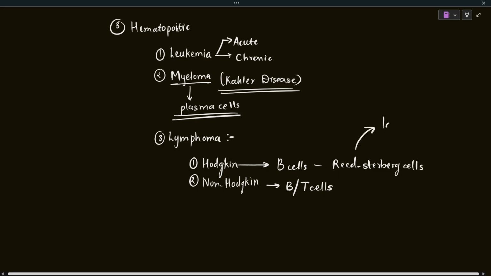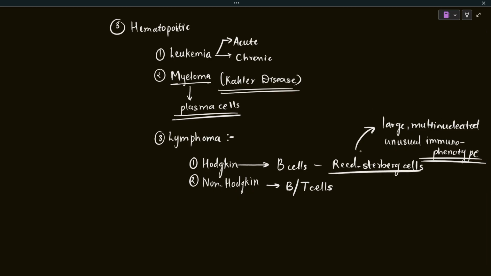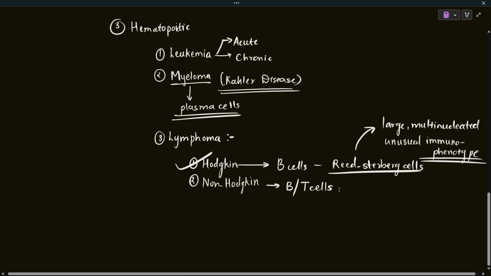Those are large multinucleated cells which have an unusual immunophenotype. Immunophenotype means you can visualize that under the microscope. You can see that those cells are somewhat different from the normal cells, and that is why they are known as Reed-Sternberg cells. The presence of Reed-Sternberg cells signifies Hodgkin lymphoma, and non-Hodgkin lymphoma does not have those cells. Okay.